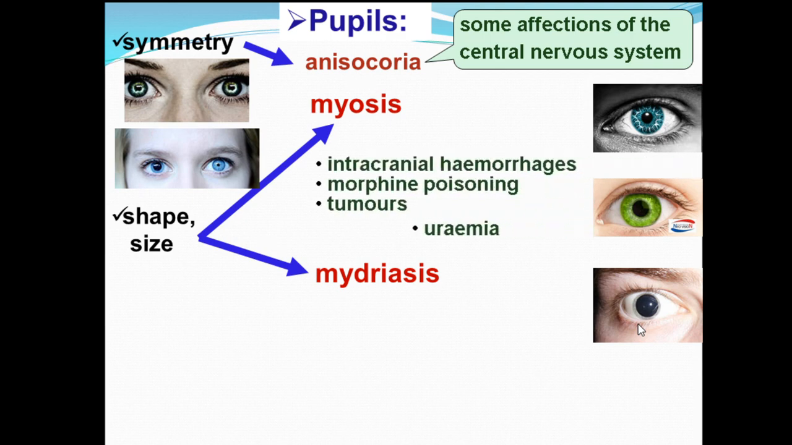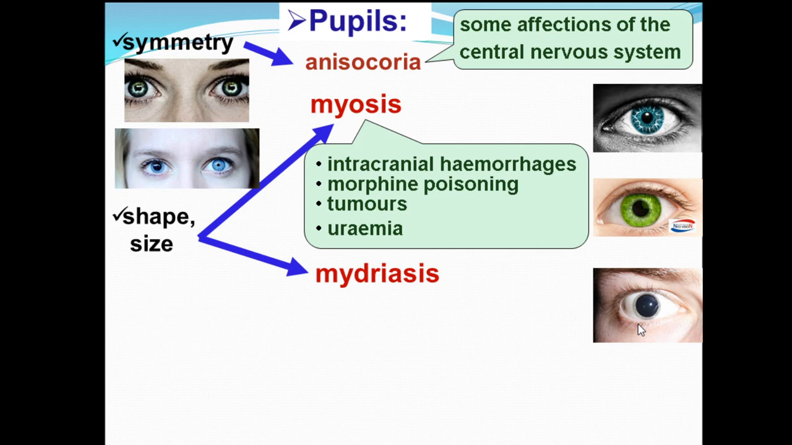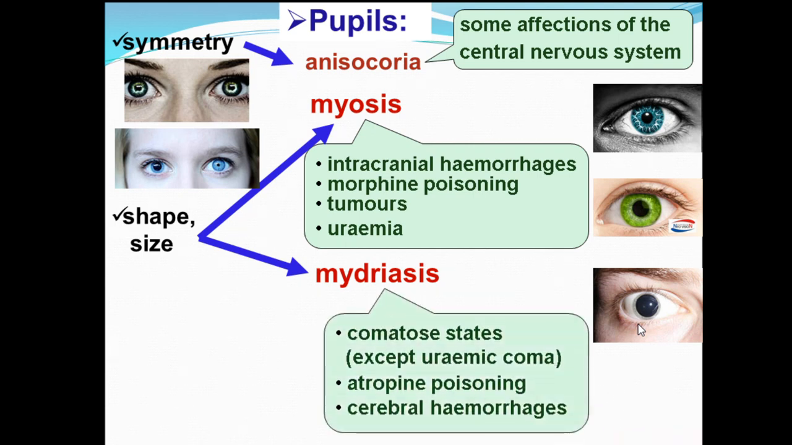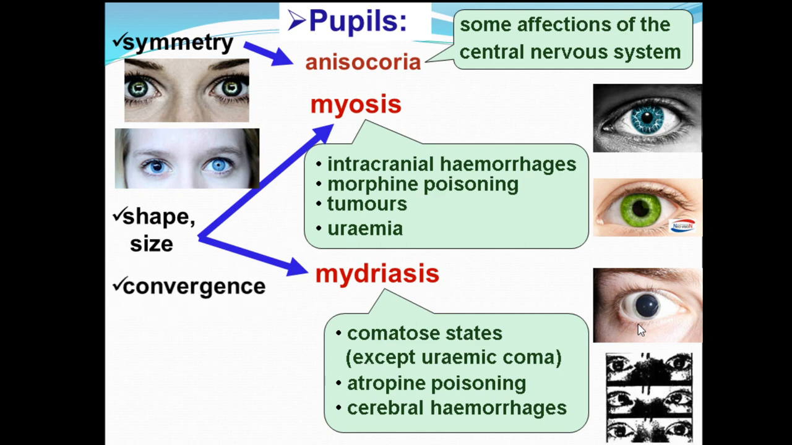Miosis is characteristic of intracranial hemorrhage, some poisoning, growth of tumor, and uremic intoxication. Mydriasis is characteristic of any unconscious patient except uremic coma, poisoning with atropine and results of cerebral hemorrhage. We'll pay attention to convergent response of the pupils to movements of some subject and the ability to hold pupils on some distance.